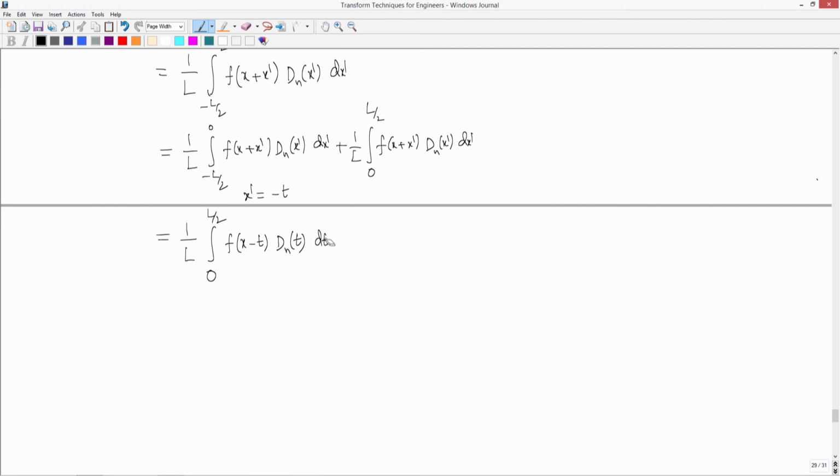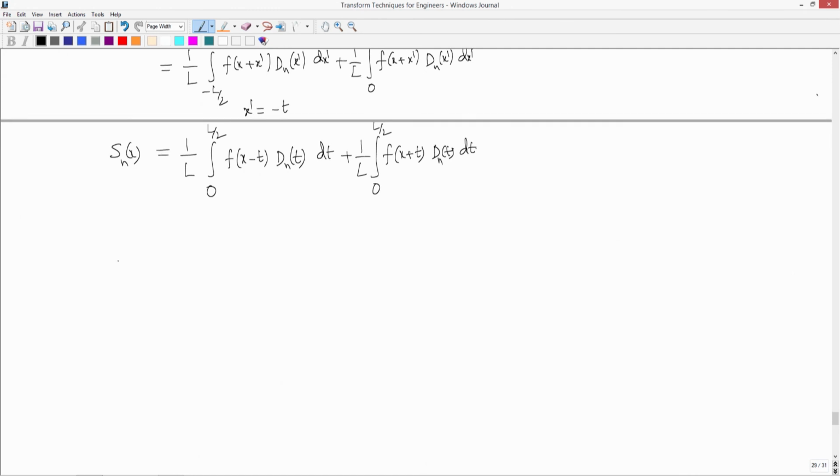So t you replace as it is. Okay, let us write dt only. So dt, and this one is plus 1 by L integral 0 to L by 2 f of x plus t dn of t dt. This is what you have. So this is exactly my Sn of x, the partial sum of the Fourier series.